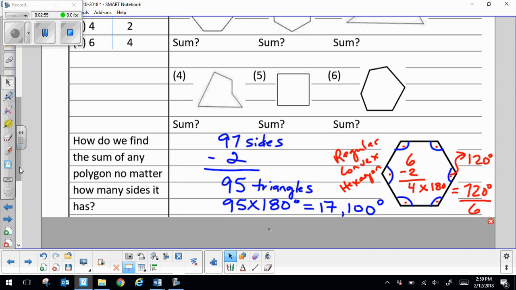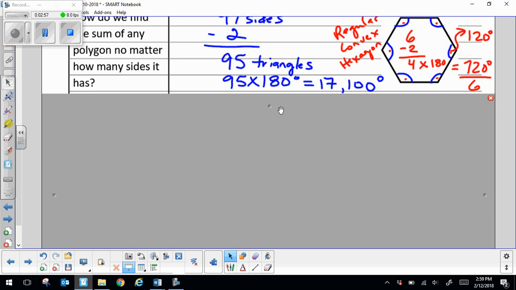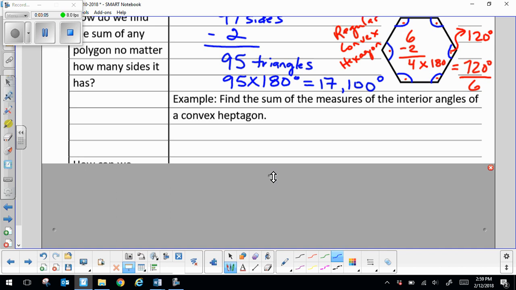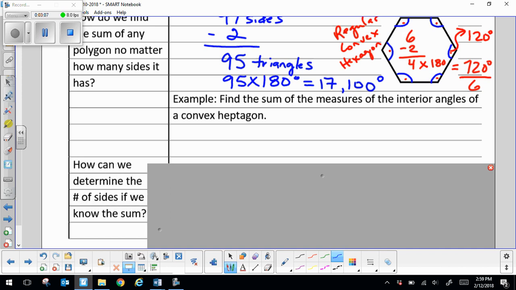All right, let's go down a little bit. Here's an example. Find the sum of the measures of the interior angles of a convex heptagon. Remember, it doesn't have to be pretty. Just so happened the previous one was a pretty regular shape, but this one isn't necessarily regular, but it is definitely a heptagon. And remember, a heptagon has 7 sides.